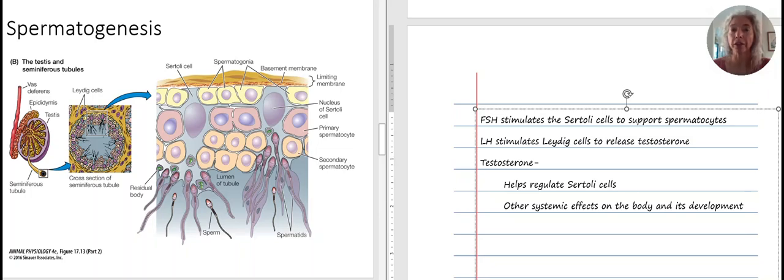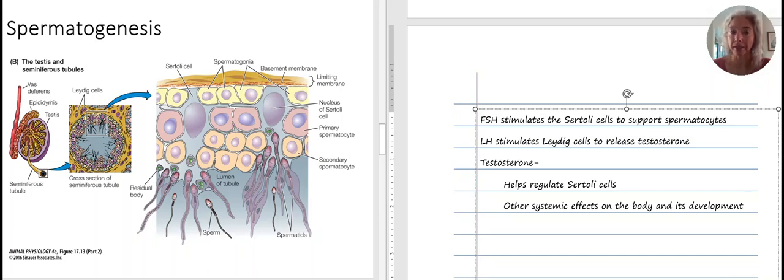Follicle-stimulating hormone is going to stimulate the Sertoli cells to nutritionally support growing sperm cells, or spermatogenesis from the spermatocytes. And you can see that here, these Sertoli cells are going to support these spermatocytes to produce new sperm cells. Luteinizing hormone stimulates the Leydig cells to release testosterone. The testosterone also helps the Sertoli cells.